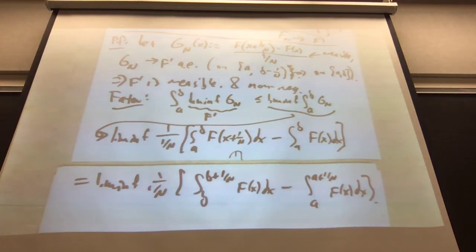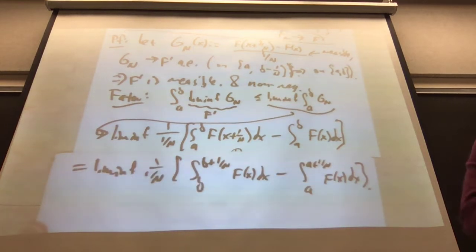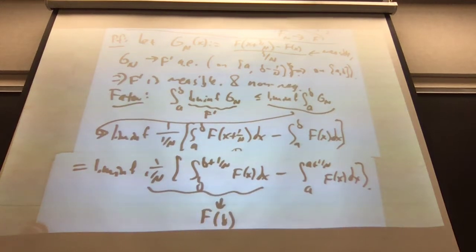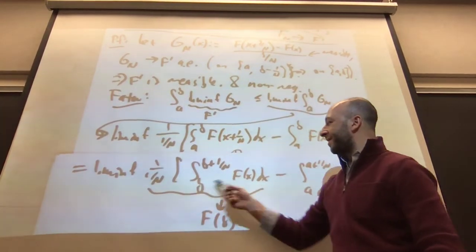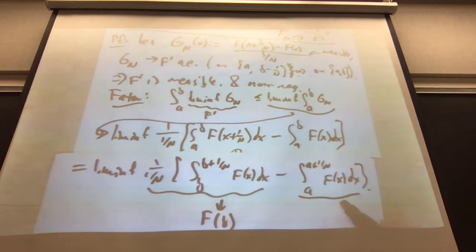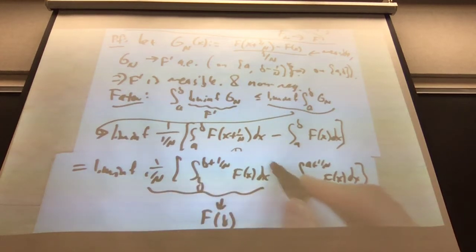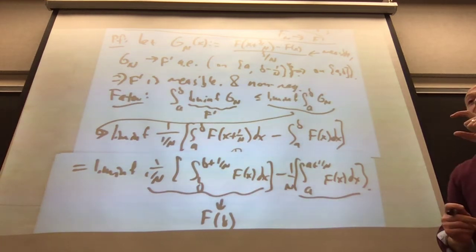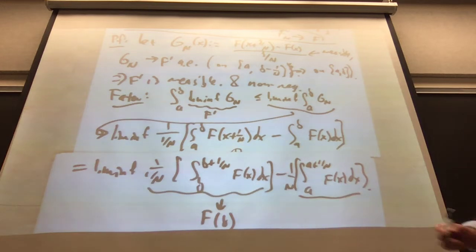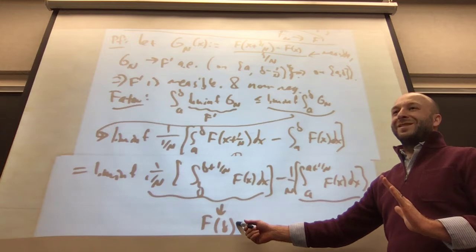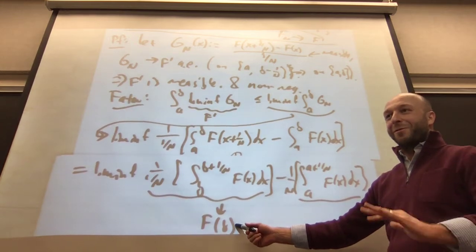We can use the Lebesgue differentiation theorem. It converges to f of b, because it's the average value. Why can we use the differentiation theorem? Why do we know that it works for b and a in particular? We just know that it works almost everywhere, right? The Lebesgue differentiation theorem says that it works almost everywhere, but f is continuous. So once it's continuous, it's not almost everywhere, it's everywhere.